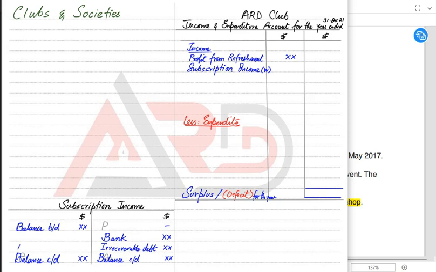Now, the irrecoverable debt would come on the credit side. Maybe a few members gave us the money, but they haven't used the services.